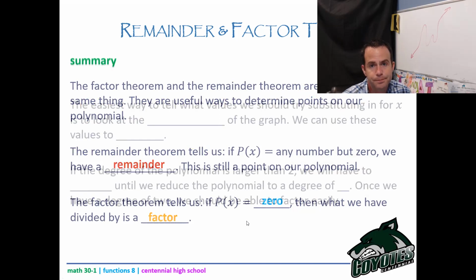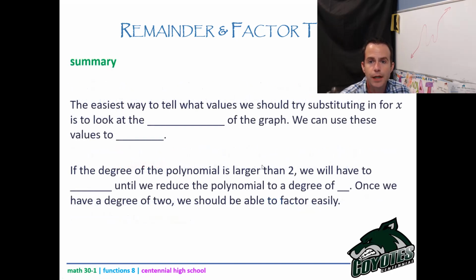The easiest way to tell what values we should try to substitute in for x is to look at the x-intercepts of a graph, and we can use these values to divide. But what I want you to do from an algebraic perspective is to try some of those. Go p of 1, p of negative 1, p of 2, like I showed you, okay? If the degree of the polynomial is larger than degree 2, we will have to divide until we reduce the polynomial to a degree of 2. And then once we've done that, all our other factoring rules will kick in.